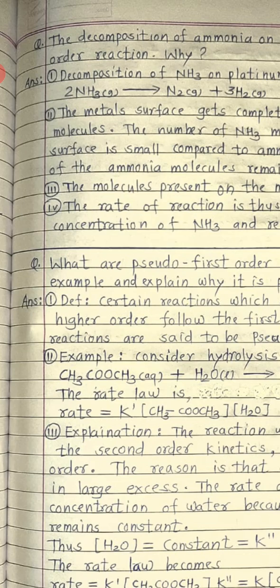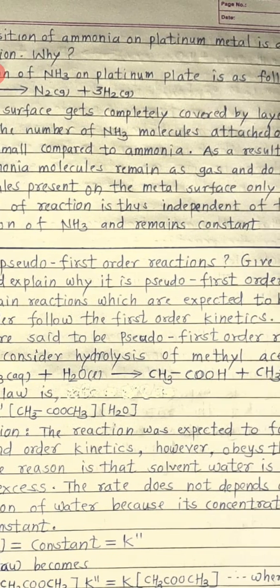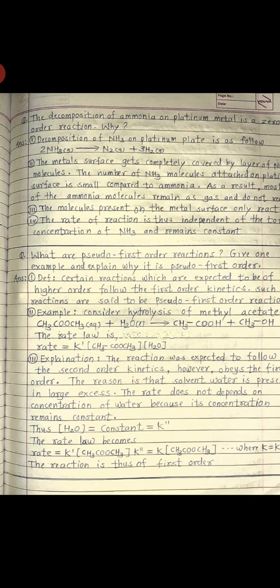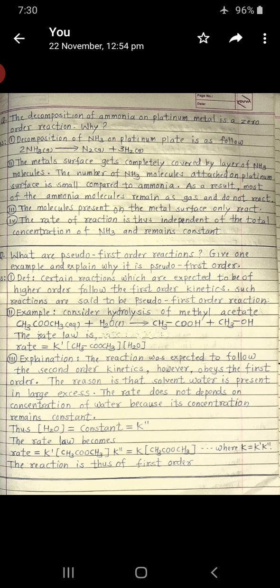Now, next question, the decomposition of ammonia on platinum metal is a zero order reaction. Why? Explain why it is a zero order reaction. Because the decomposition of ammonia on platinum is represented as 2NH3 gas gives N2 gas plus 3H2 gas.